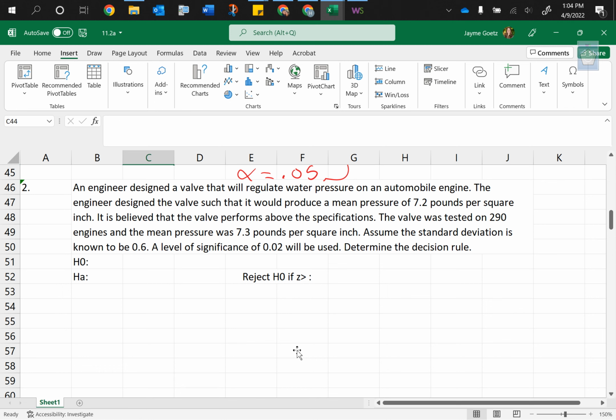An engineer designed a valve that will regulate water pressure on an automobile engine. The engineer designed the valve such that it would produce a mean pressure of 7.2 pounds per square inch. It is believed that the valve performs above the specifications. The valve was tested on 290 engines, and the mean pressure was 7.3 pounds per square inch.